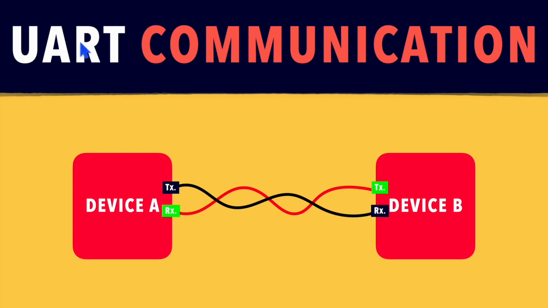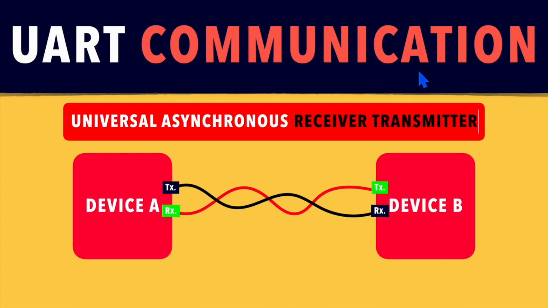What is UART communication? UART stands for Universal Asynchronous Receiver Transmitter. This is an asynchronous protocol. So in this communication, there is no clock line shared between the two devices. This communication only uses transmit and receive line.